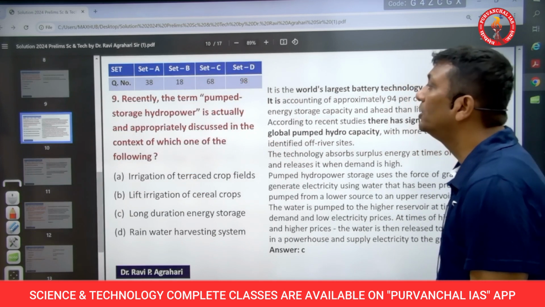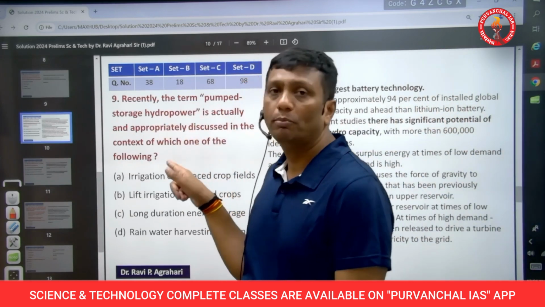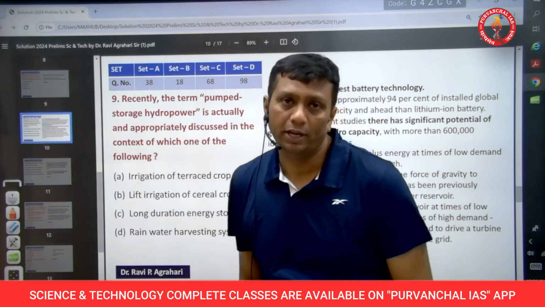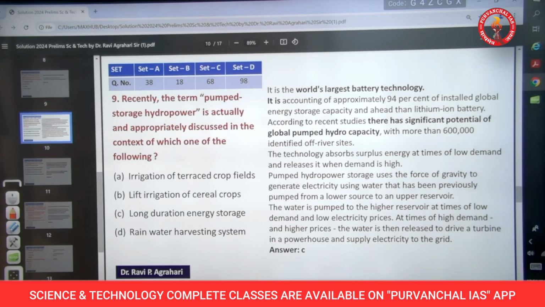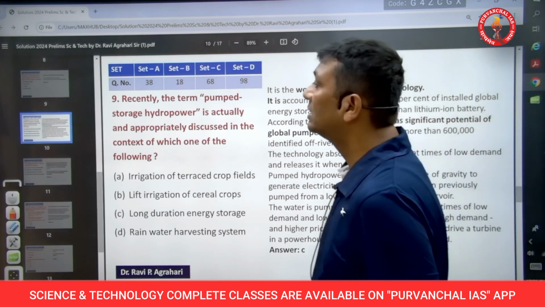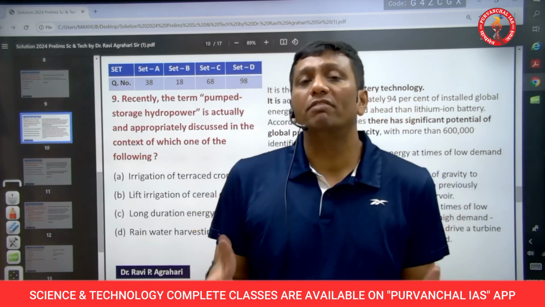Recently, the term pumped storage hydropower is actually and appropriately discussed in the context of which one of the following? This is a UPSC question. Okay, actually in 2020-24, one of the topics got very, very popular. The name of the topic was gravity battery. And there are different modes of gravity battery, guys.